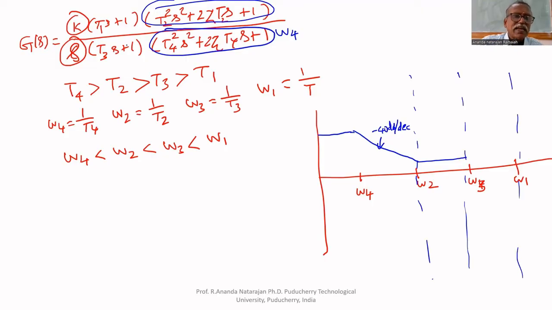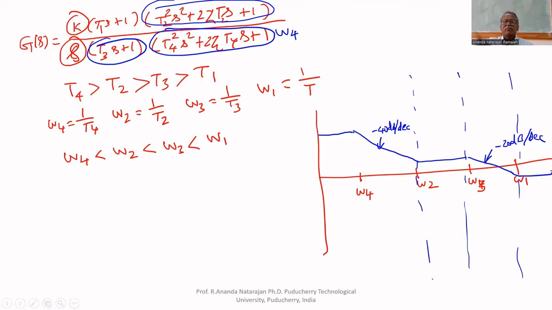Omega 3 is again in the denominator, but a first order factor. That's why it will decrease at the rate of minus 20 dB per decade. It will go up to omega 1 only. At omega 1, again a numerator factor. That's why 20 is getting cancelled.